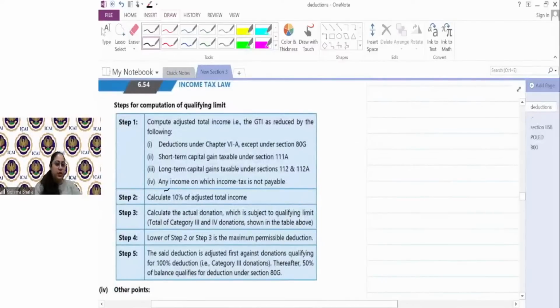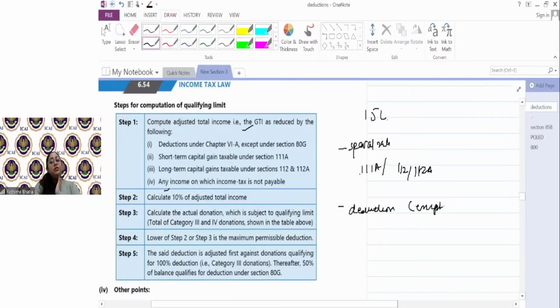Whatever is your gross total income, जो भी आपने निकाला उसमें से, so suppose my gross total income is 15 lakhs. ठीक है. Remove all special rate items. स्पेशल रेट आइटम्स यानी जो 111A में है, 112 में, 112A में कैपिटल गेन्स और एनी exempt income, remove everything. ठीक है. From your gross total income, remove all these items. Then remove deductions except 80G.